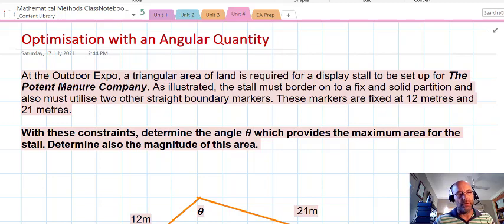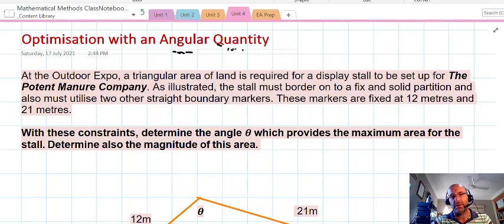Here's another video on optimization using derivatives, and we're looking at optimization with an angular quantity. So this is a fairly straightforward video. If you haven't seen that, one of the quantities that can change is an angle. So it doesn't have to be things to do with finance or linear quantities. It can be angular as well, and the way we handle it is not greatly different.